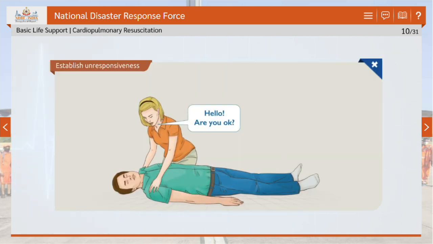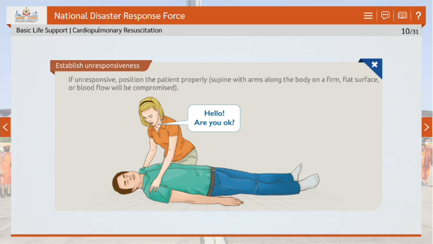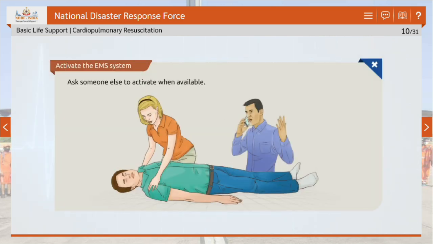Ask the patient, "Are you okay? What is your name?" Or tap the patient. If unresponsive, position the patient properly, supine with arms along the body on a firm, flat surface, or blood flow will be compromised. Ask someone else to activate the emergency response when available.